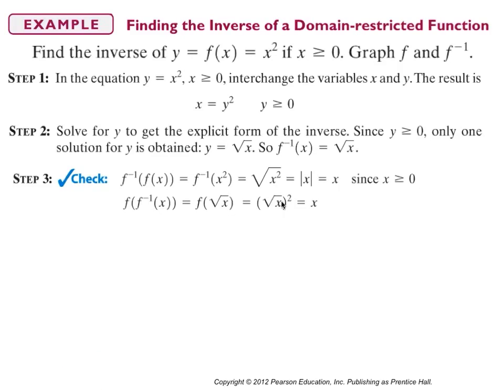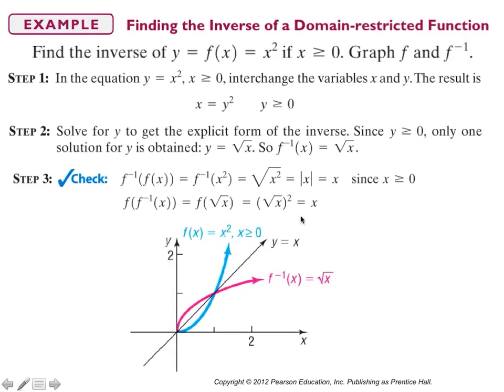And then we could check this by taking our f of x, which is x squared, and plugging it into our equation. So we have square root of x squared. We know that's going to be the absolute value of x, which is just x. And then we can also do it the other way around. We can take square root of x and plug it in. Square root of x squared is, again, just x. And if you think about the function, this blue line here is half of your x squared function. It's just the values where x is greater than or equal to 0. And if you recall what your square root function looks like, it's this pink line here. And those are actually inverses of one another.